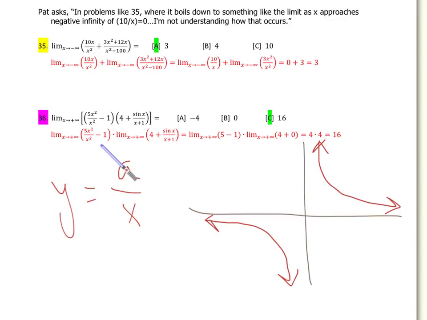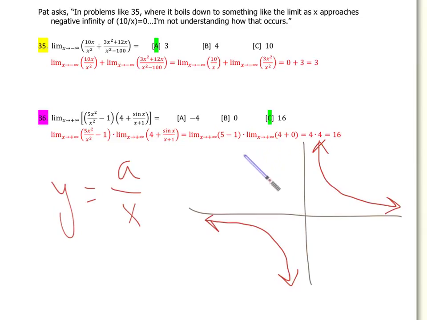We really don't have to do any end behavior models. 5x squared over x squared will become 5, and minus 1 will stay minus 1. So it doesn't matter what x is. If x is 1,000,000, you've got 5 trillion divided by 1 trillion. That's 5 minus 1, and 5 minus 1 is going to be 4.